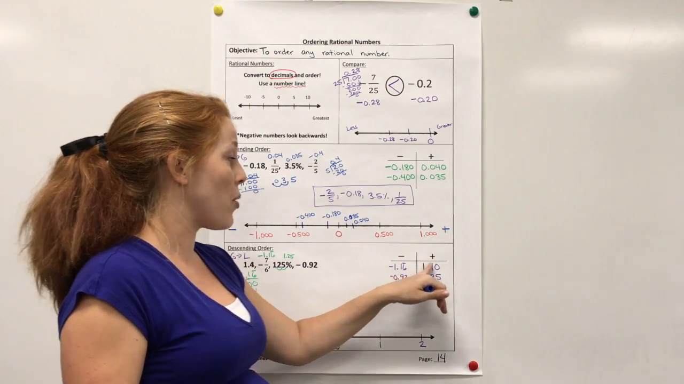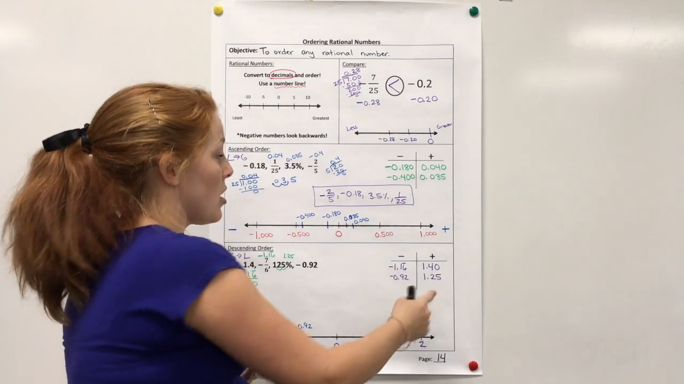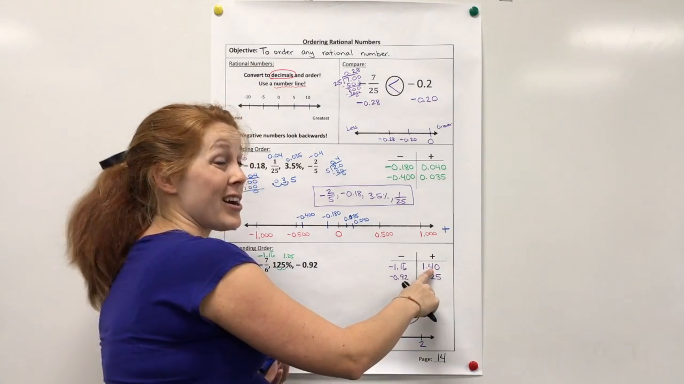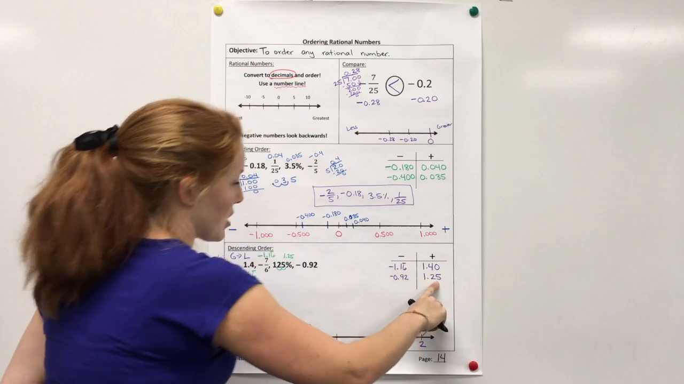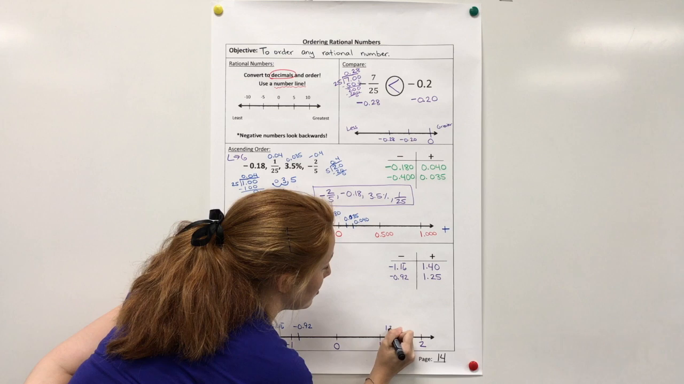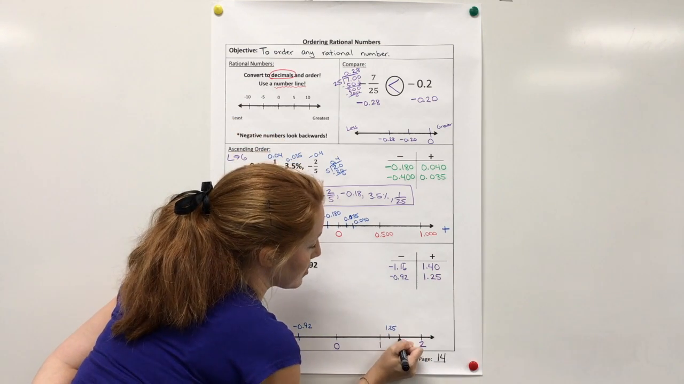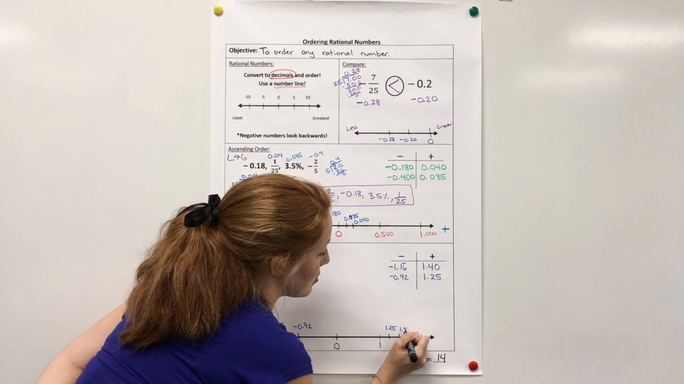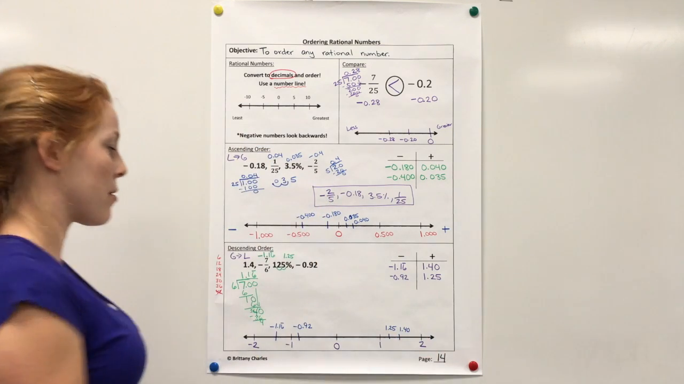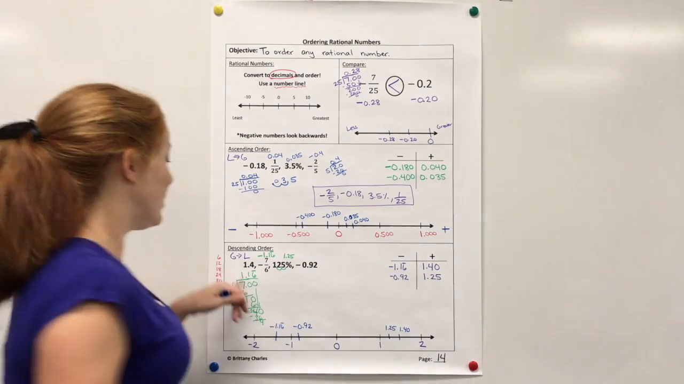All right, now let's put our positive numbers, okay? So these are both between 1 and 2, and if I think about which one is smaller, 125 is smaller than 140, so this one is going to be a little bit closer, maybe right in here. And then 140 would be close to the halfway point, so this would be somewhere right there. All right, so now I have all my numbers on the number line.